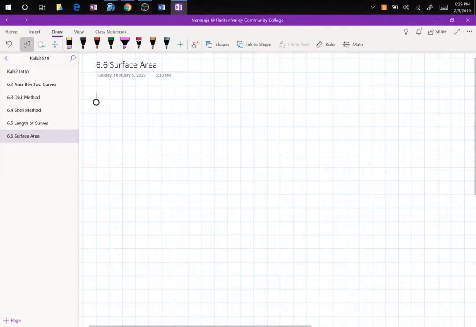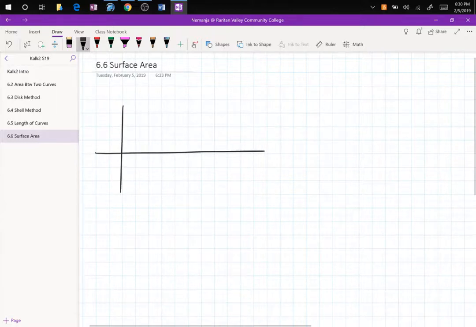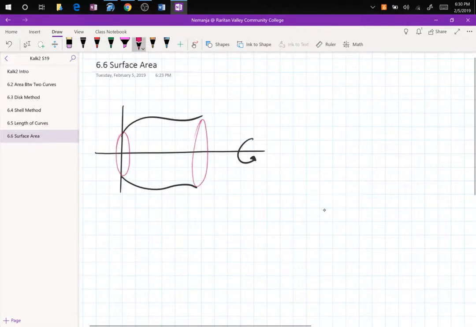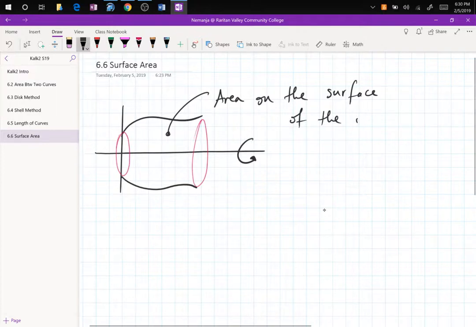So what are we talking about? We are talking about rotation. So we are going to have some kind of a function, rotate that on the x-axis. On the other end, it comes out on the other side to be the same. There we go. Since you rotated this, it will create something like this. And we are talking about area on the surface of the object. We can clearly rotate on x or y, so we'll have two different sets of formulas. You will use what you have to.